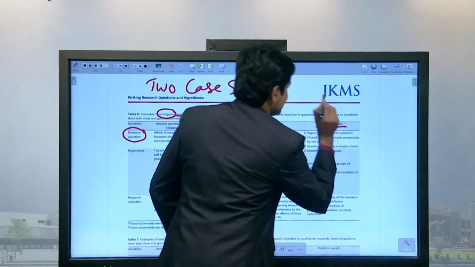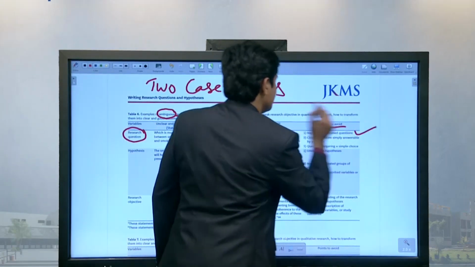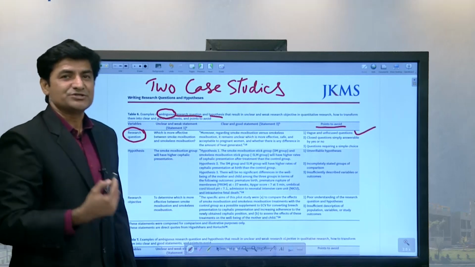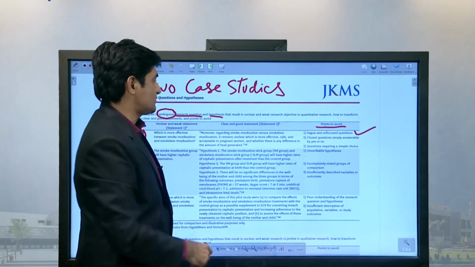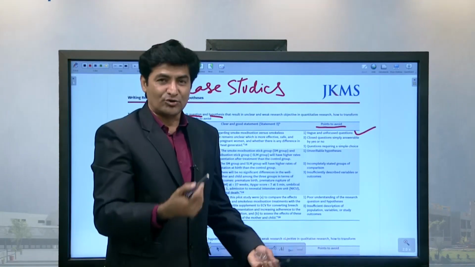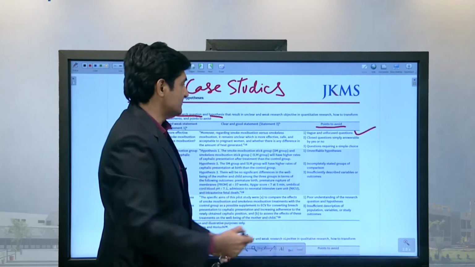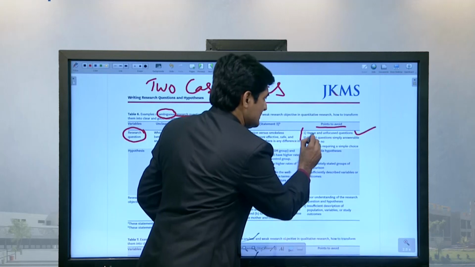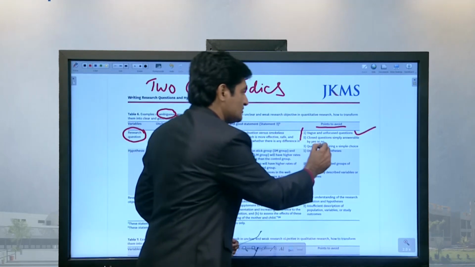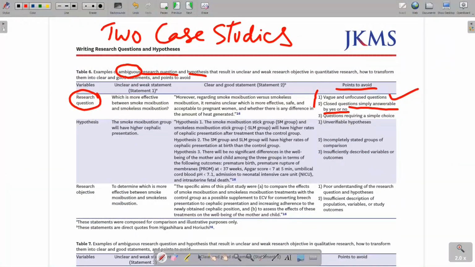It is said in this research paper that this is a very vague and unfocused question. Closed questions are simply unanswerable by yes or no. These are points to be avoided when we prepare our question. Point 1, vague and unfocused questions. Closed questions simply unanswerable by yes or no. Questions requiring simple choice. Avoid this. This is to be avoided while drafting the question.